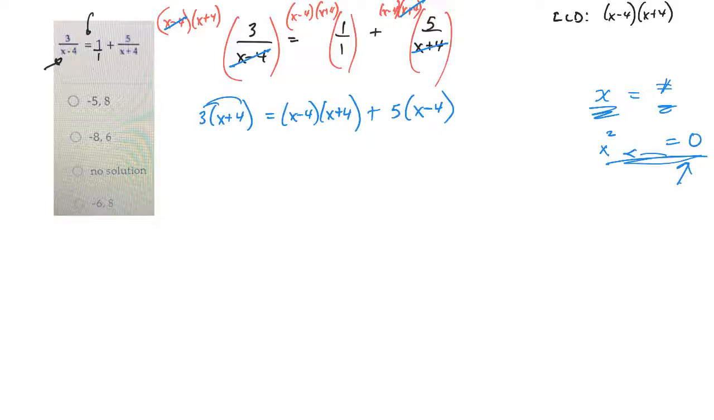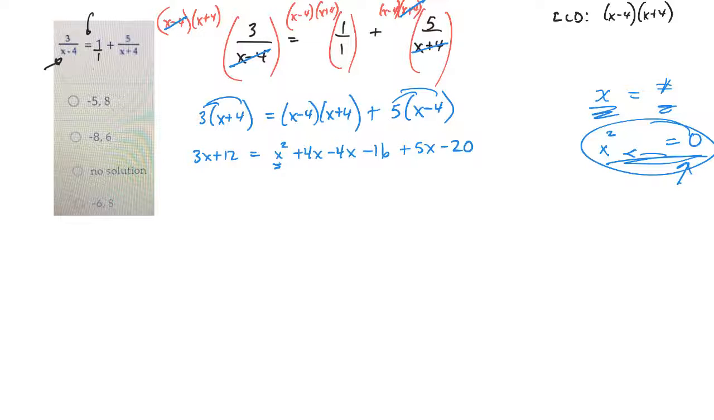So distributive property, 3x plus 12 equals, again, the double distributive property or FOIL, so this would be x squared plus 4x minus 4x minus 16. And then the last one will be plus 5x minus 20. Okay, I think I've done everything right. Now there's an x squared in it, so it's one of these guys.